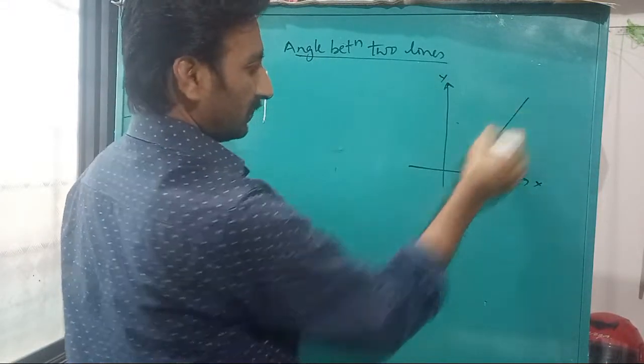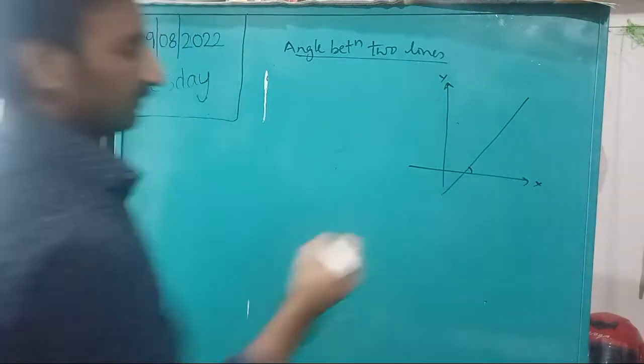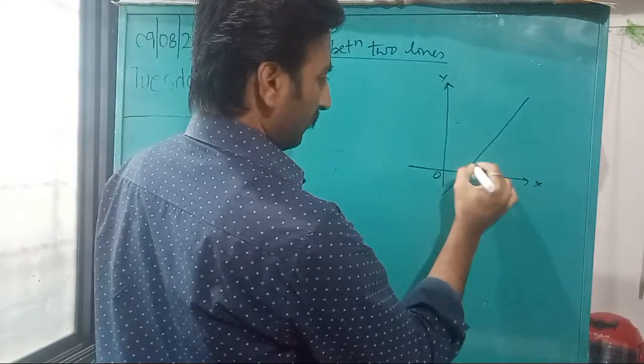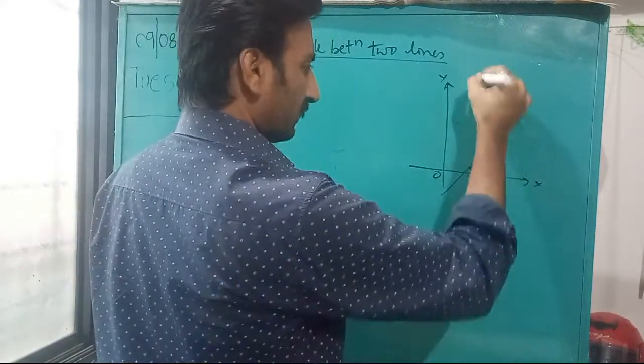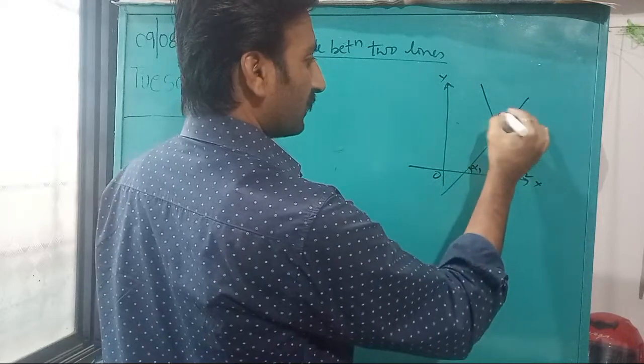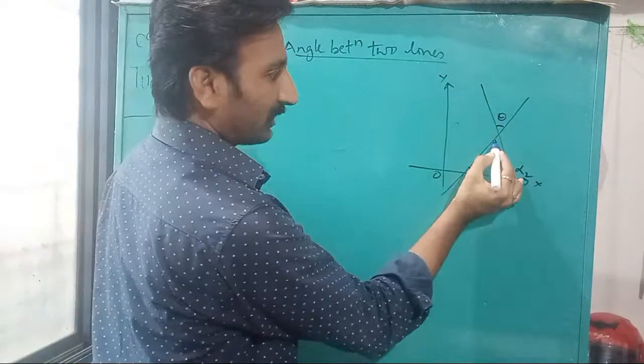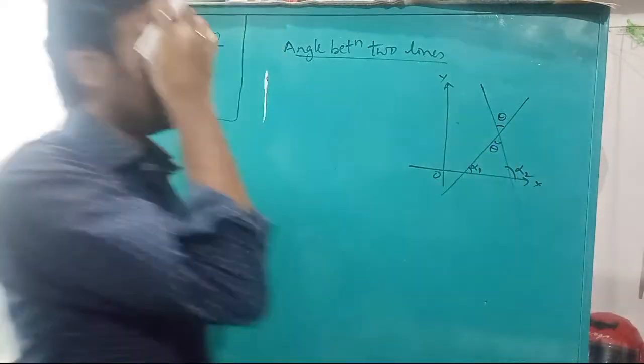Now I just take a line which is making an angle of alpha 1. Any angle you can take. You have to do this. Yes, the next second line makes an angle alpha 2. We are interested in what this angle theta is, correct? If this angle is theta, obviously this will also be theta, correct?